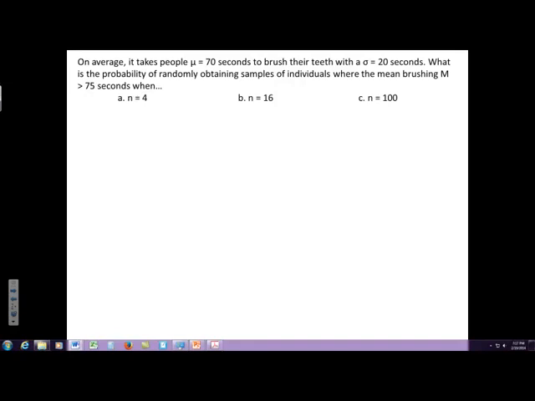All right, now let's look at another example where we're trying to figure out how likely, or what is the probability of randomly obtaining these 3 different samples with these different sample sizes from a population with a mean of 70 seconds to brush their teeth and a standard deviation of 20 seconds. So we're looking at a population where on average it takes 70 seconds for people to brush their teeth, and most people are falling between 50 and 90, that 1 standard deviation above and below. So what's the probability of randomly obtaining samples of individuals where the mean brushing is greater than 75 seconds with these 3 different sample sizes?